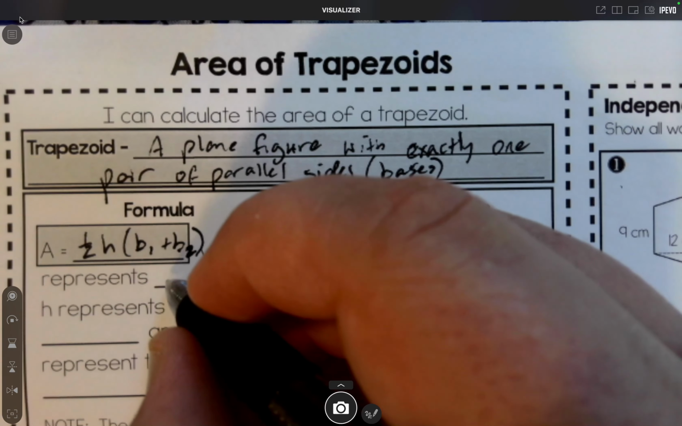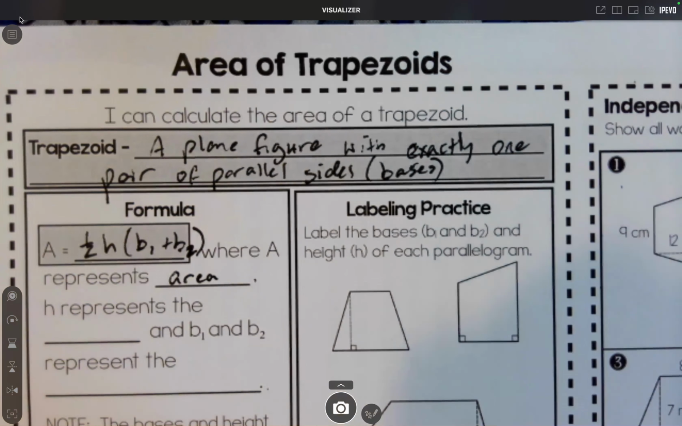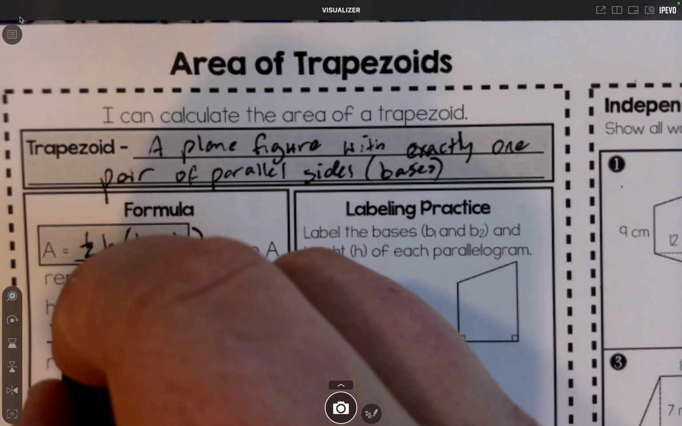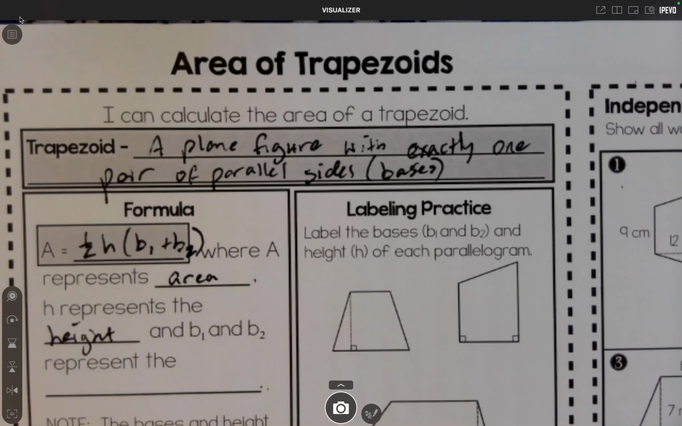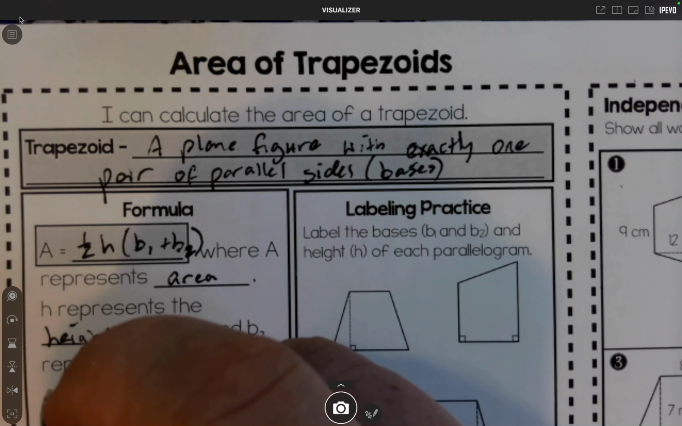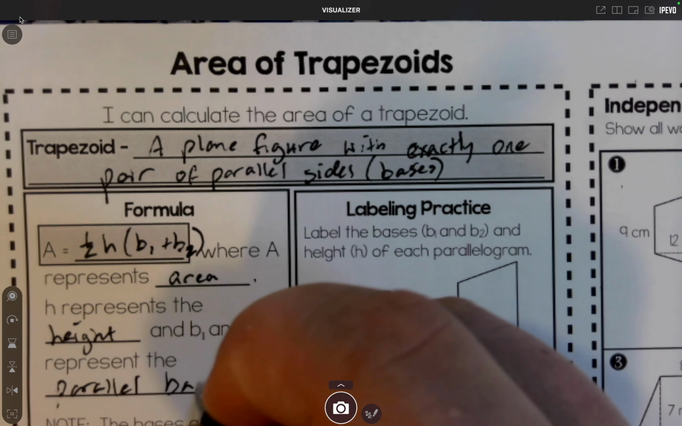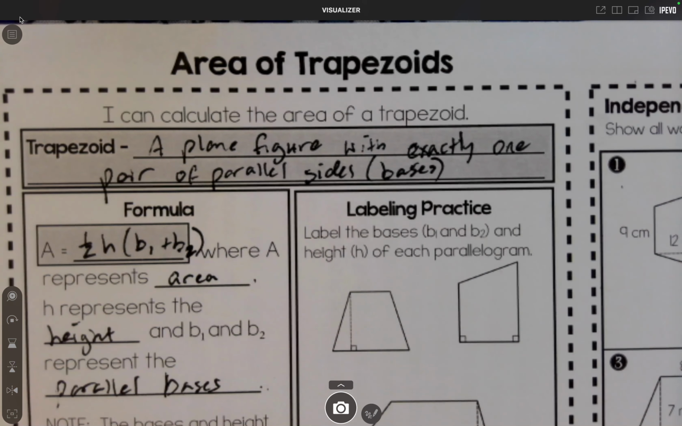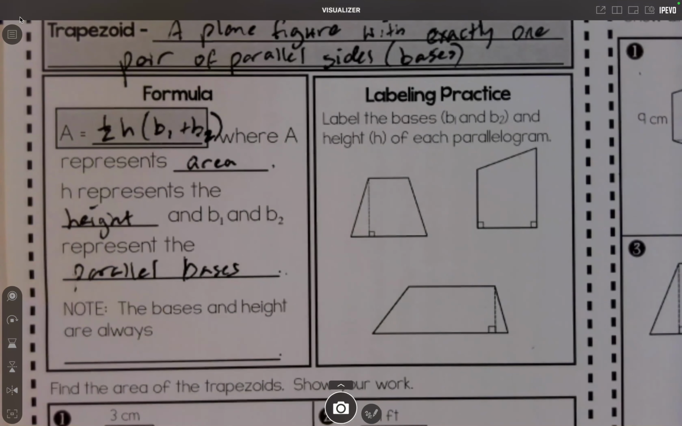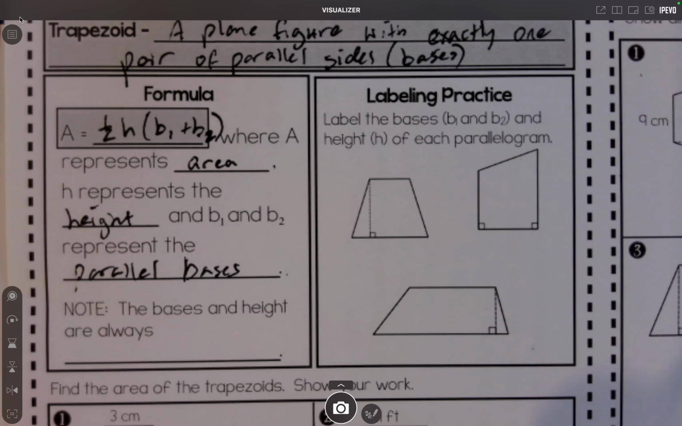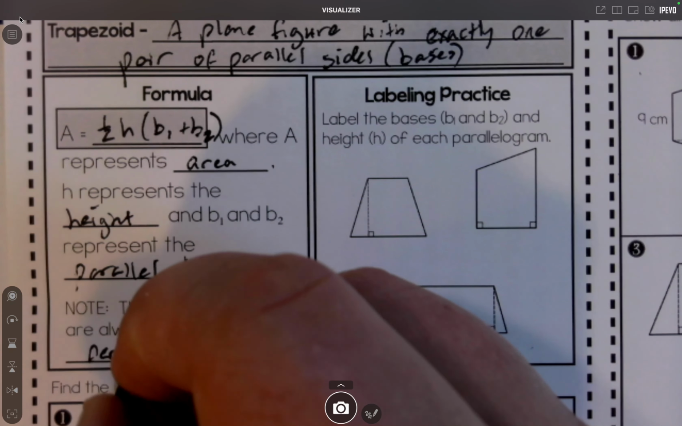A represents the area. H represents the height. And B1 and B2 represent the lengths of the parallel bases. And as always, or at least in this lesson as always, the bases and the height are always perpendicular.